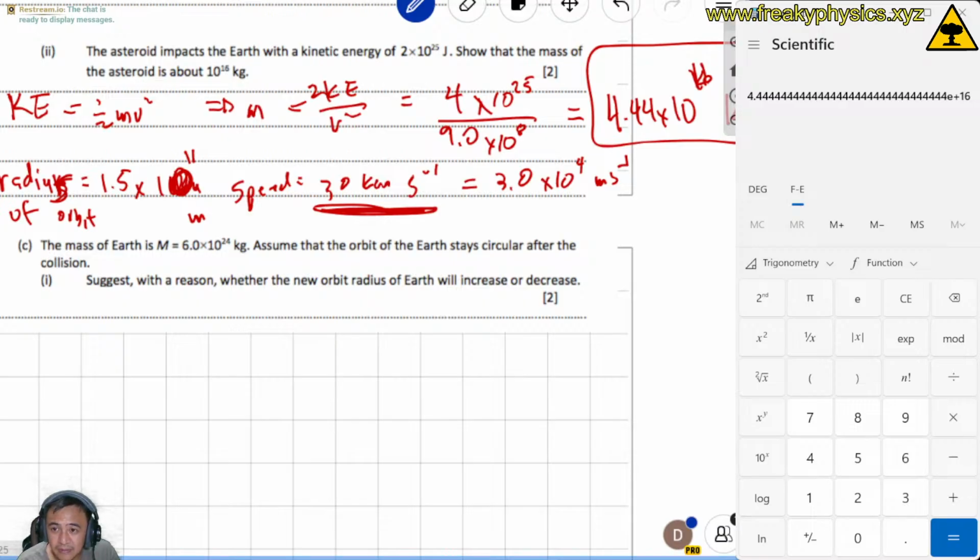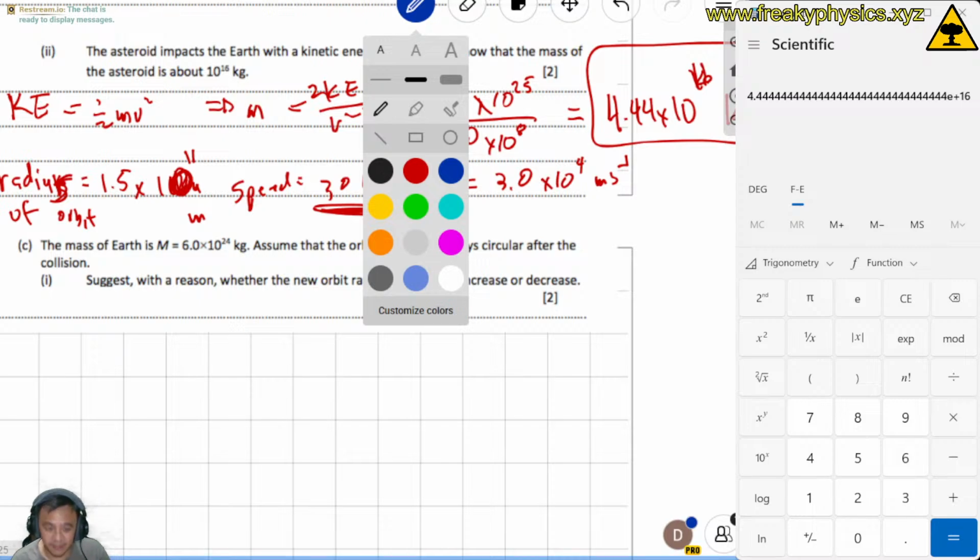Gravity, that should be in fields, which is topic D. Let's go to gravitational fields. Gravitational potential. No, not that. Not that. Okay, orbital velocity. We have the formula for the orbital velocity. v equals the square root of GM over r. Okay.